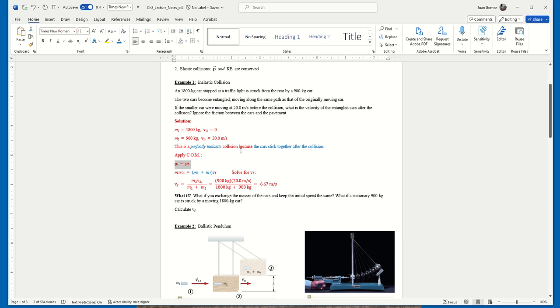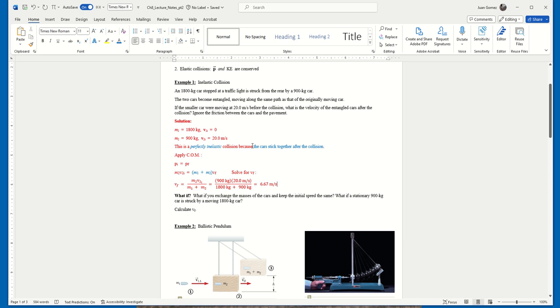P final is the momentum of each object after the collision. Well, the initial momentum of m1 is 0 because it's not moving before the collision. The initial momentum of m2 is m2 v2 initial. Remember, momentum in general, P is equal to mv. So m1 has no initial momentum, obviously, because it's not moving before the collision. The initial momentum of m2 is m2 v2 initial.